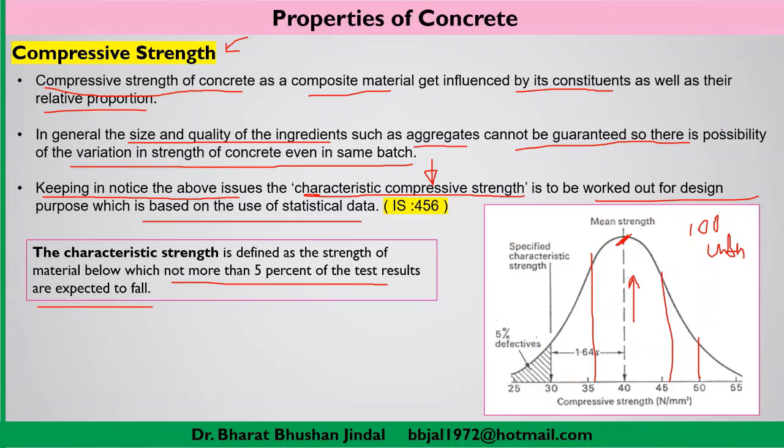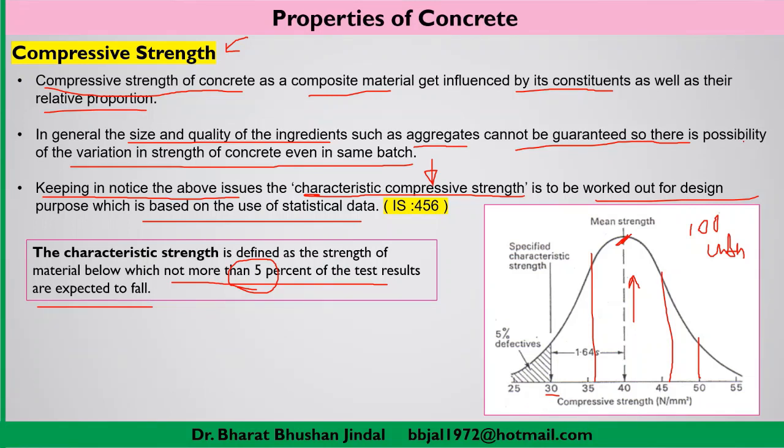Now you can see here the shaded portion is having 5% of the area of the whole curve. So at this 5%, as per statistical analysis, not more than 5% of the test results are expected to fall. So from this figure, we can say that the characteristic strength of this lot of concrete is 30 MPa.